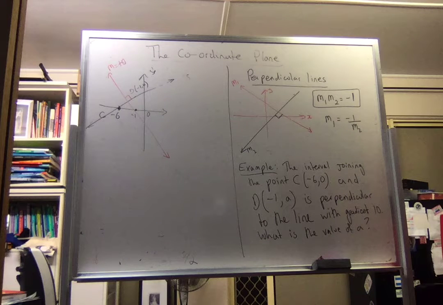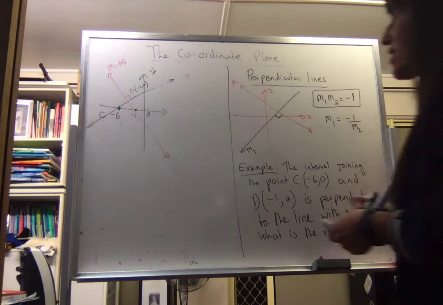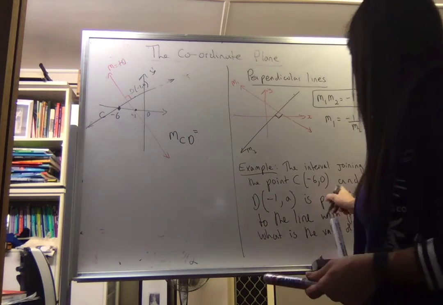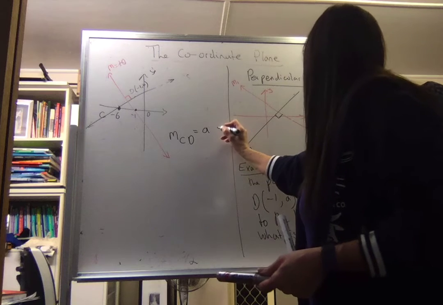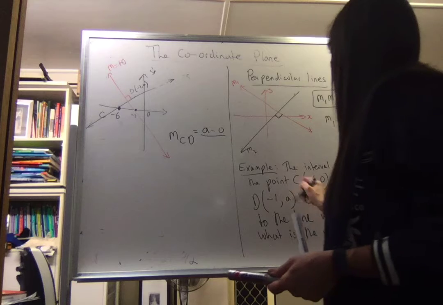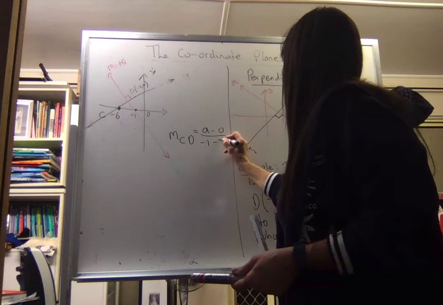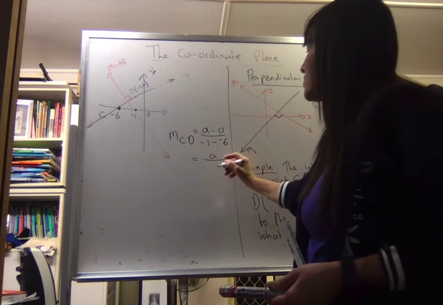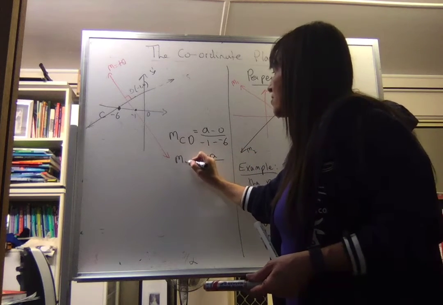Okay, so how is this information going to help me? Well, what we should be able to find is, first of all, the gradient of CD. So let's do that in terms of a. Find the gradient of CD: y2, so a minus 0, all over negative 1 minus 6. So I end up with a over, well, that's negative 1 minus 6, so that's a on 5. That's the gradient of CD.